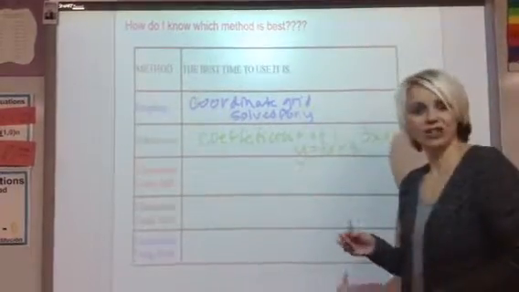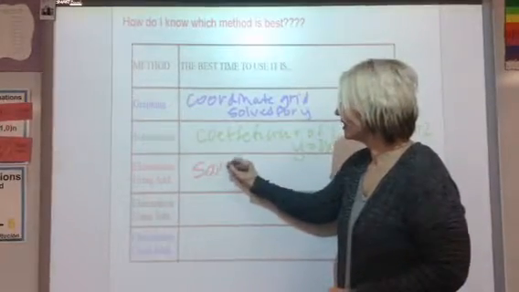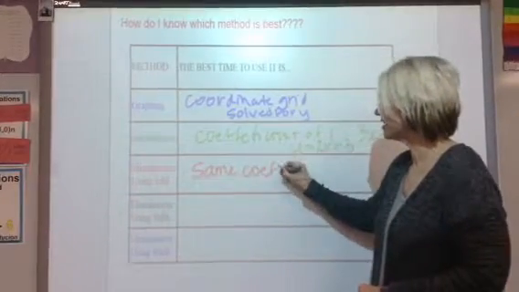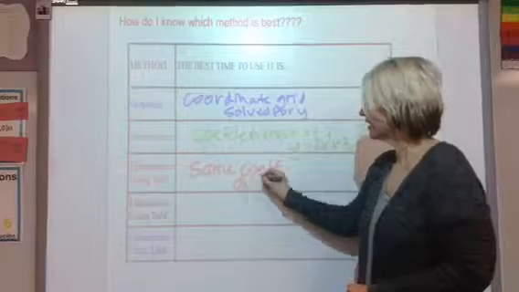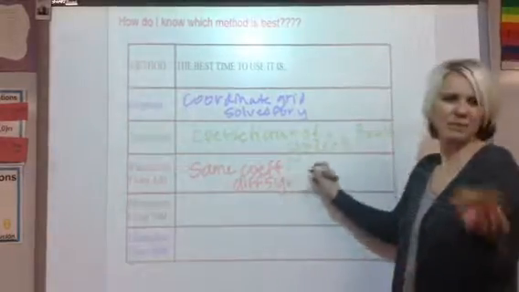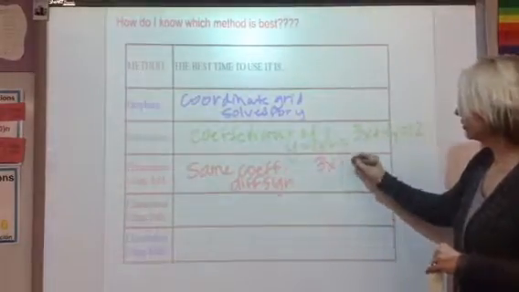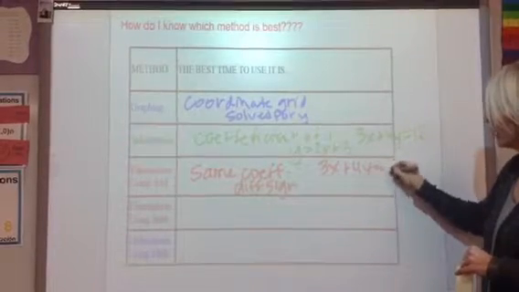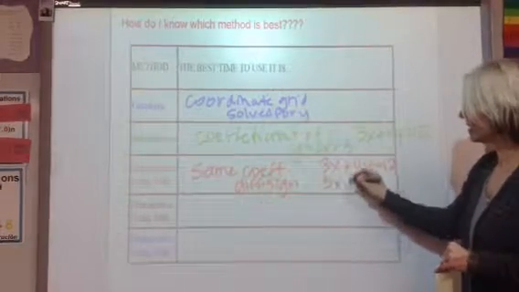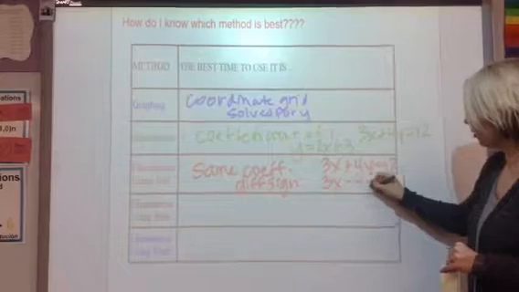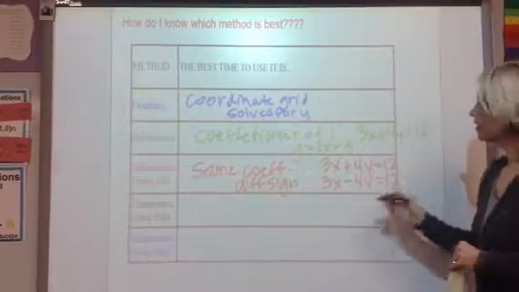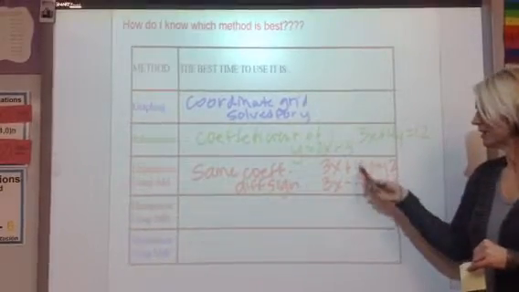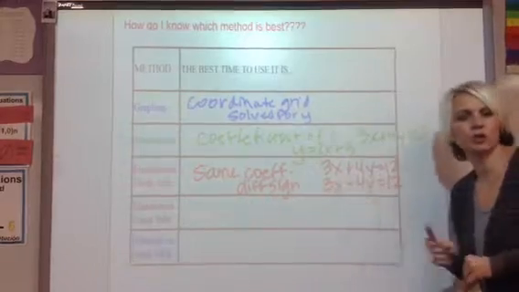Elimination using addition, you want to use when you have the same coefficient but a different sign. So it would look something like this. 3x plus 4y equals 12. 3x minus 4y equals 12. So you have the same coefficient but a different sign. This is a huge clue that you would want to add.